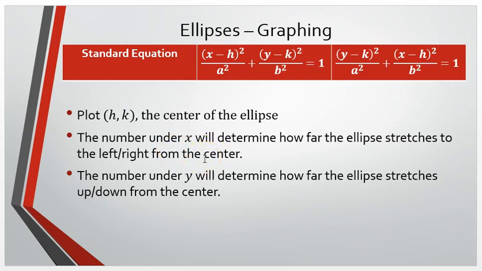Draw two more dots. And then the number underneath the y variable will be how far you stretch the ellipse up and down from the center. So start from the center and then figure out the horizontal and vertical stretching. Just connect those dots around the outside.